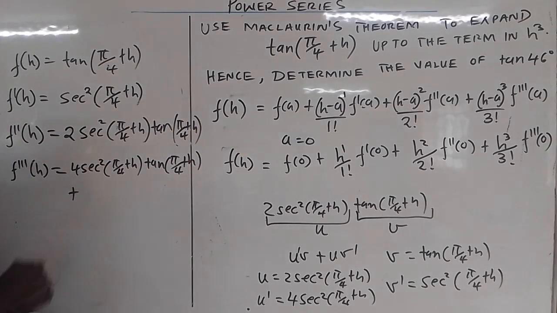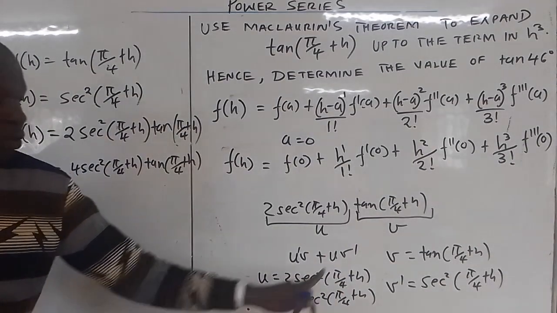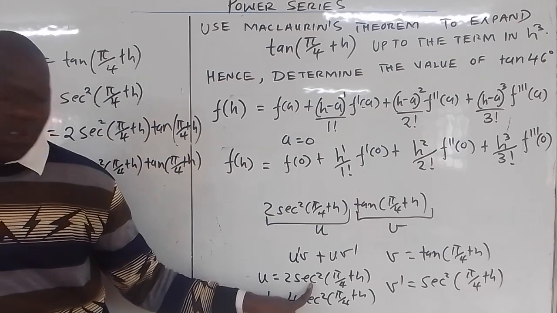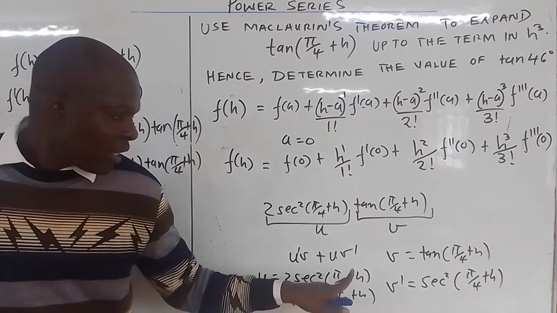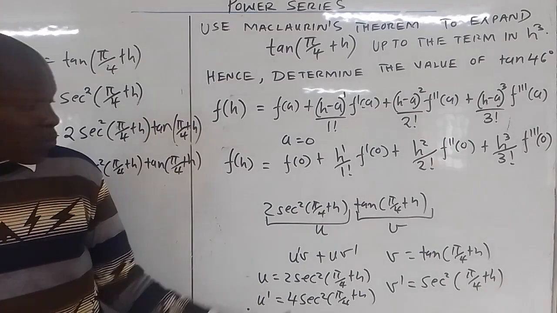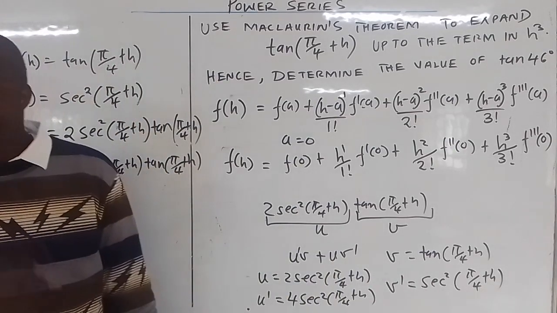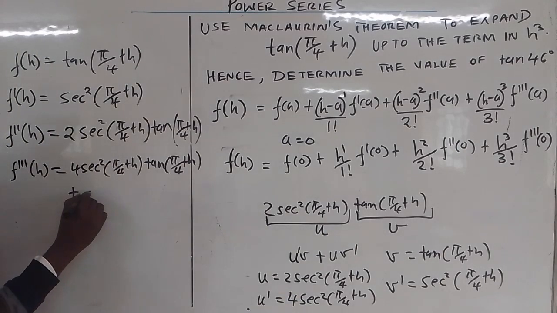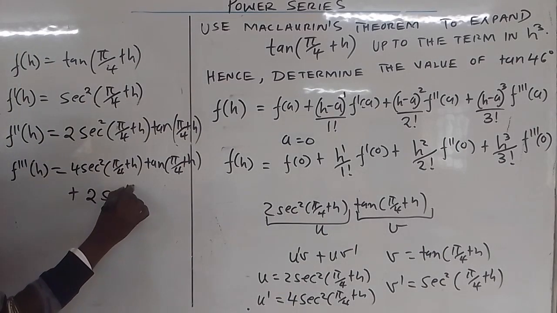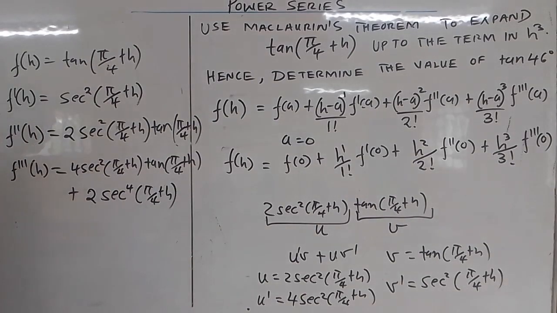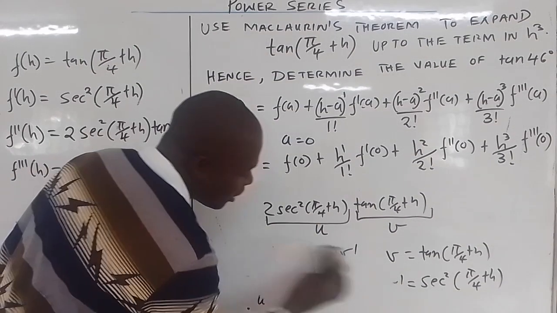Then it is plus u v prime, isn't it? U is 2 sec squared (pi over 4 plus h), then times v prime, so it is going to be sec raised to power 4. Sec squared times sec squared is sec raised to power 4 times this 2, so it is plus 2 sec raised to power 4 (pi over 4 plus h). Ladies and gentlemen, we've dealt with it accordingly.